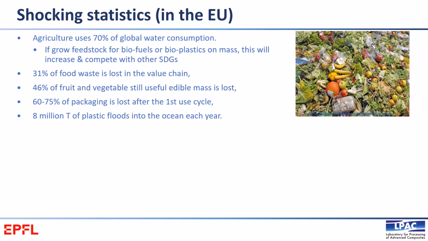Agriculture uses 70% of global water. It won't help if we try and grow all our feedstock for biofuels. 30% of food waste is lost in the value chain. 46% of fruit and vegetables, still edible mass, is lost. 60 to 75% of packaging is lost after the first cycle. So you go to Migros, you buy your lunch in a plastic container, eat it, and you throw it away. I'm guilty, we're all guilty, okay? But it needs to change. 8 million tons of plastic disappears into the ocean every year, and also Lake Geneva.